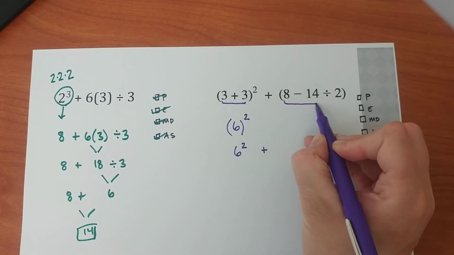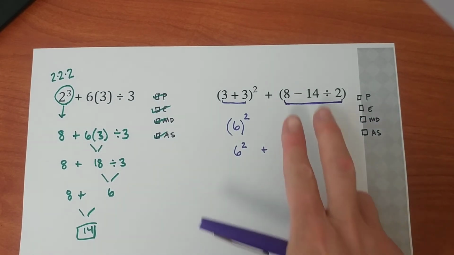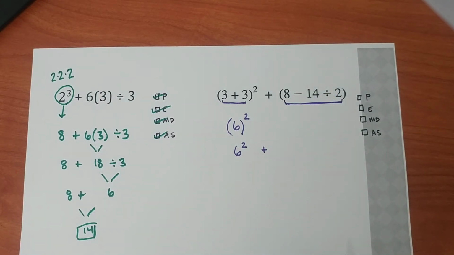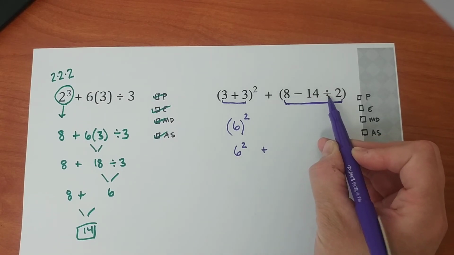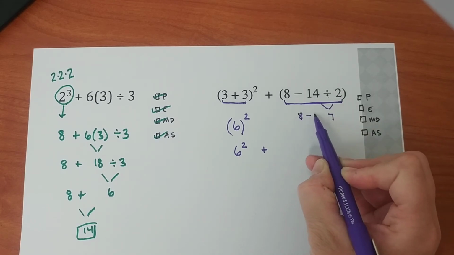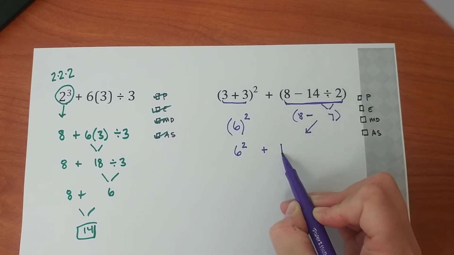Now do you see that there's another set of parentheses, more grouping symbols? Inside the grouping symbols, I still need to follow the order of operations. And inside here, what would come first, divide or subtract? You're right, divide. So here I'd have 14 divided by 2 is 7, and then 8 minus 7 in the parentheses would give me the answer of 1.